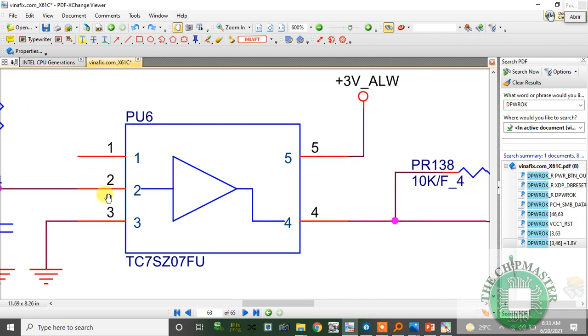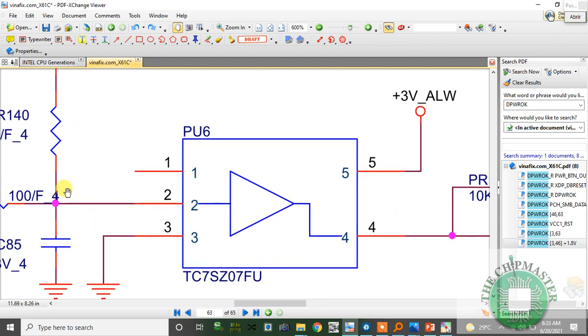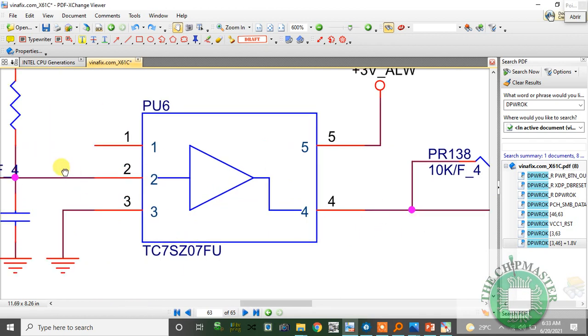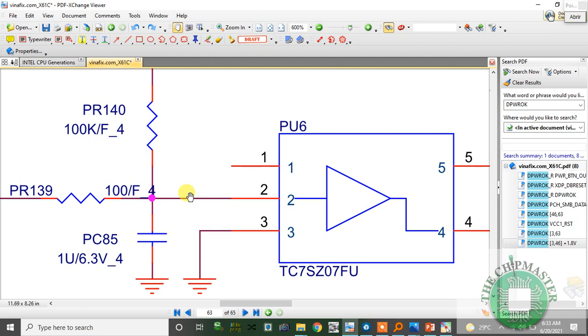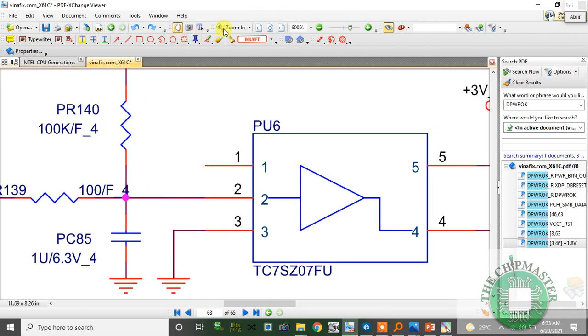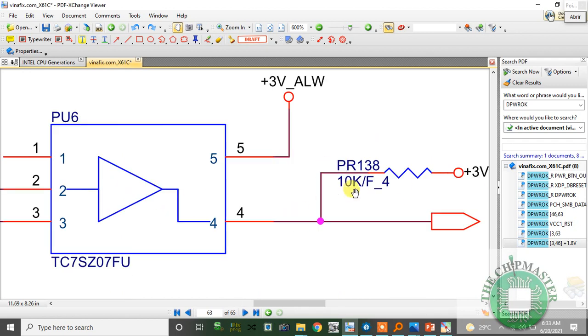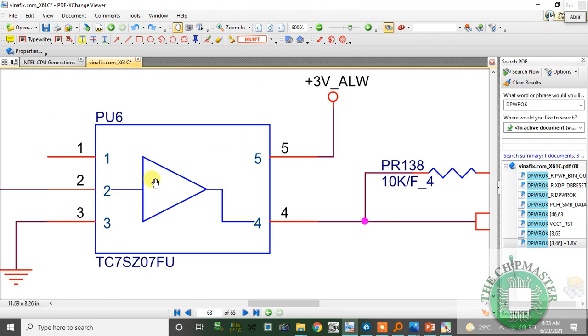If A and B are high, it outputs high. If A is zero and B is zero, then Y has no output, right? So this is like a signal buffer, like a translator, isolator. So high level, 3.3 volts, 3-volt PCU output, right? So high in, high out, low in, low out. That's how it works, right?